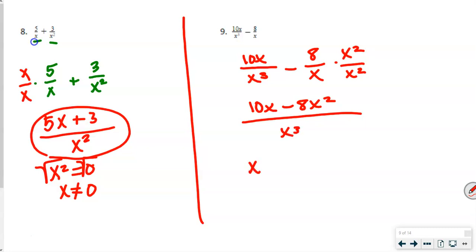And here again, we're going to say x to the third, set it equal to 0. We could take the third root of this, right? That would still give us a 0, right? So x cannot equal 0.